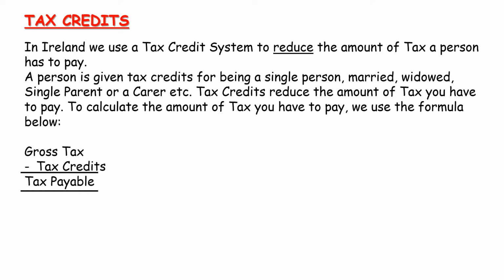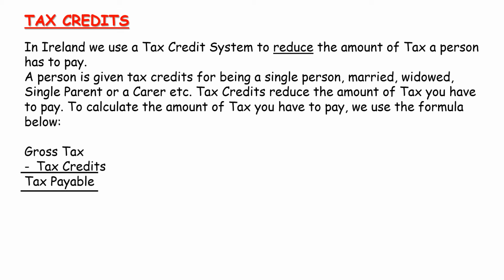In Ireland, we use what's called a tax credit system to reduce the amount of tax a person pays. A person is given tax credits for being single, married, widowed, single parent, or a carer, etc. Tax credits reduce the amount of tax you have to pay. To calculate the amount of tax you have to pay, we're going to use this formula. When we calculate how much tax you should pay, we can call this gross tax. The tax credits are then taken away from it to give us the tax payable. That's the tax you actually have to pay.